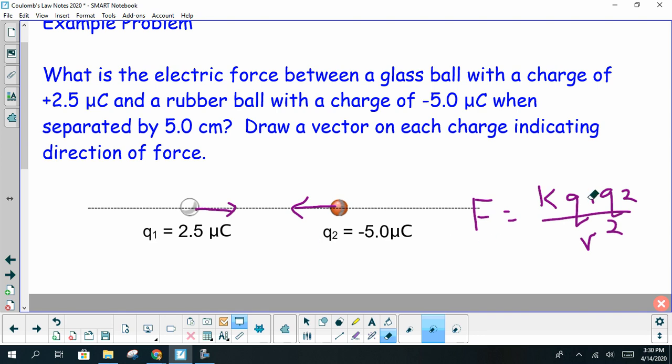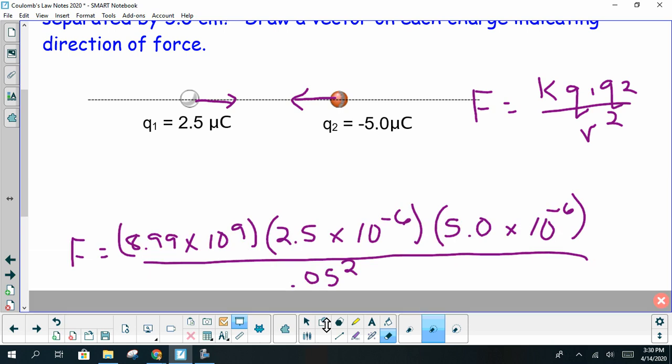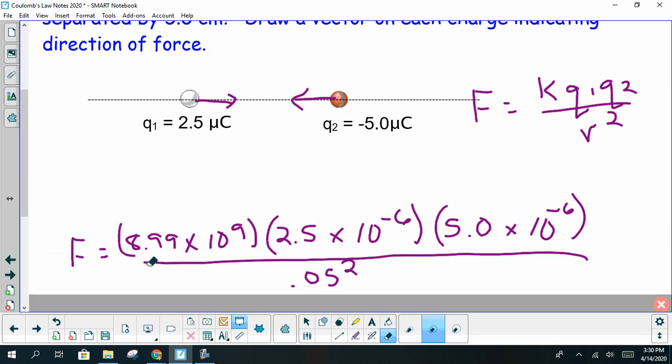Okay, here we go. So here's our equation, and then we're going to go ahead and substitute in. The substitution looks like this. So I've got my Coulomb's constant we just talked about, 8.99 times 10 to the ninth. And then I've written out my Q1 as 2.5 times 10 to the negative sixth coulombs. Remember, I told you that we needed to pay attention to that. Here's something you definitely need to pay attention to.